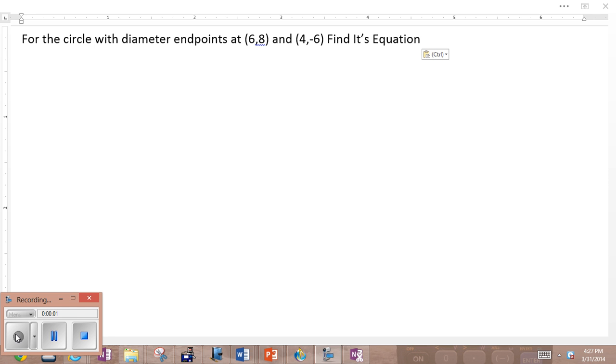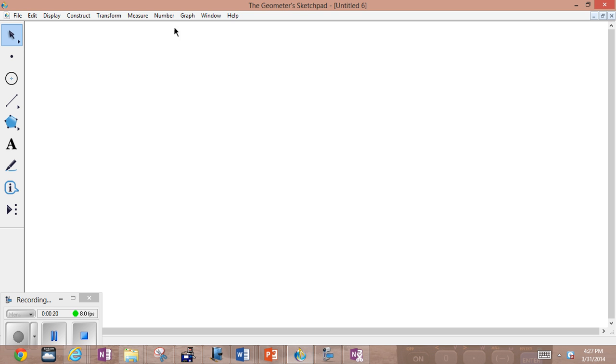All right, we want to go over this problem both using Geometry Sketchpad as well as showing you the analytical, algebraic way of doing it. So find the circle with diameter endpoints 6, 8, and 4, -6. So 6, 8, and 4, -6.